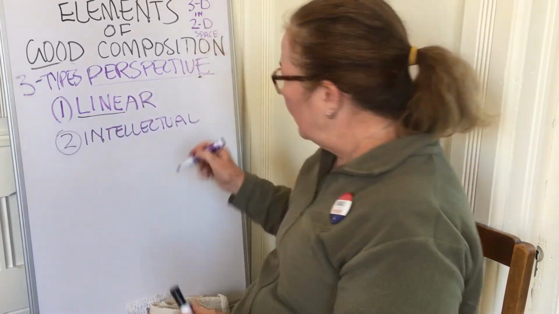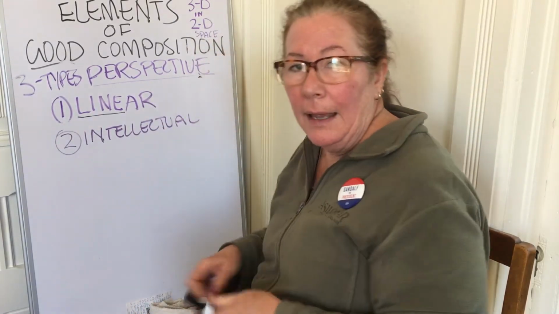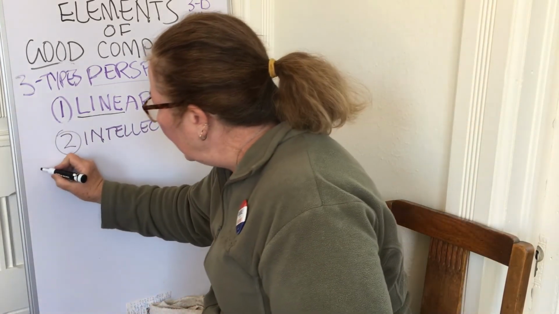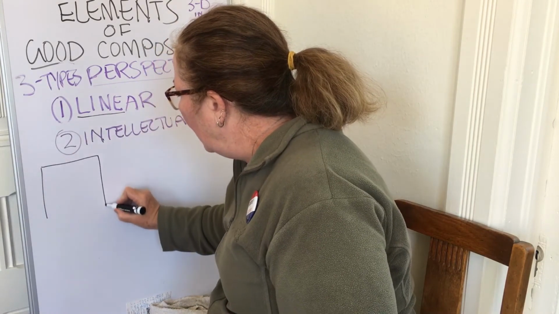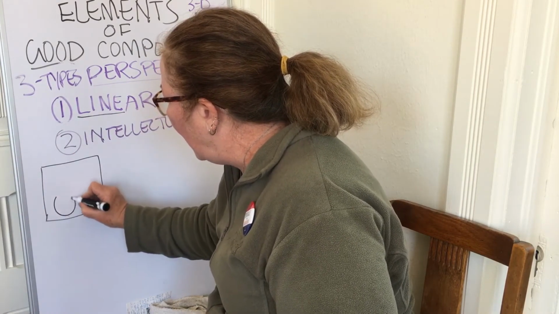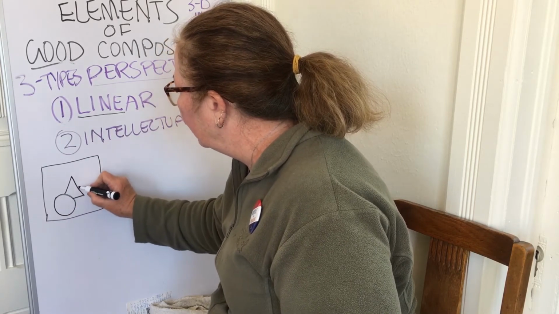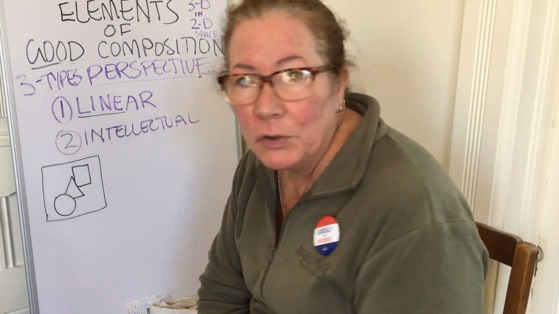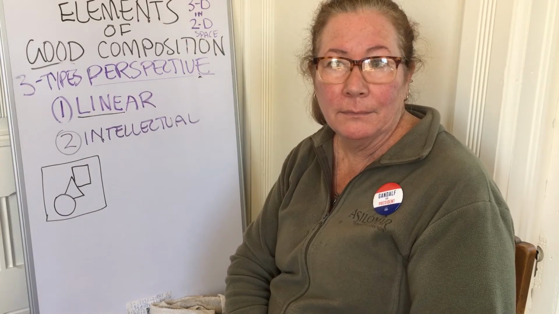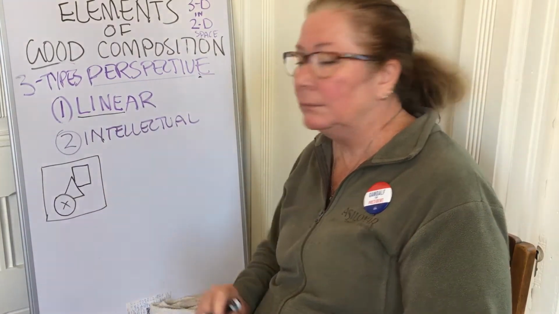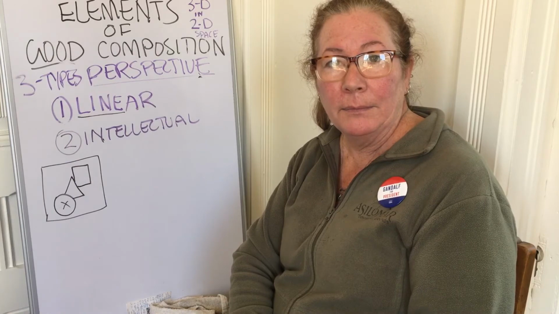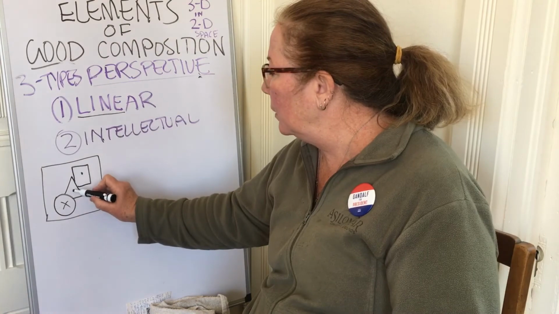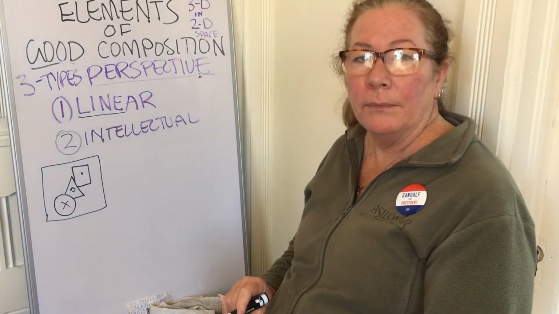That's linear. Intellectual perspective works a little differently, and just like we're talking in intellectual, it is talking about our brains. So intellectual perspective works more like this. So let's say we have 3 objects. Which one is closest to us? Well, you're probably going to say the circle, right? Which one is furthest away? You're probably going to say the square. And what's in the middle? The triangle. Right.